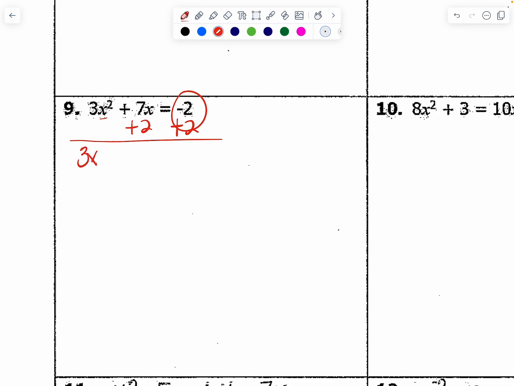So this just becomes 3x squared plus 7x plus 2 equals 0. Now my equation equals 0. Now I can solve it. All right, and so from here you would do a times c and go on from there.